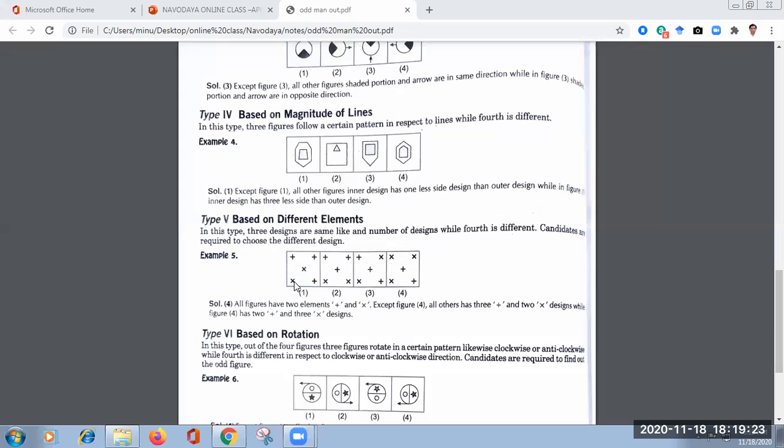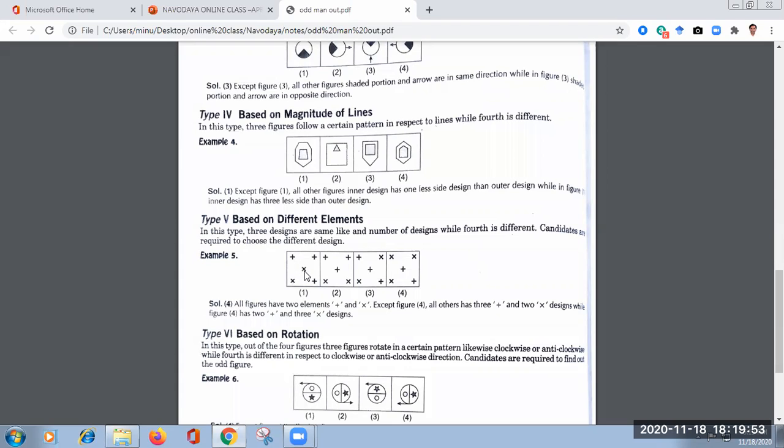Observe. In this we have elements. So the concept here is called elements. An element in the sense, plus is one element. Into is also one element. There are two different elements here. You just have to see how many elements are there. Two elements are there: one is plus and one is into.